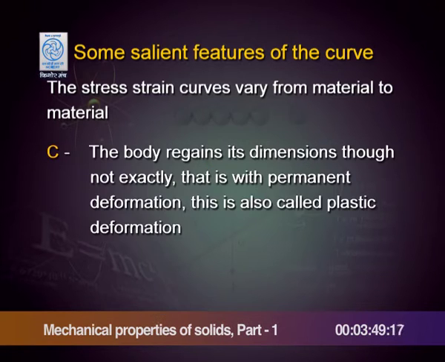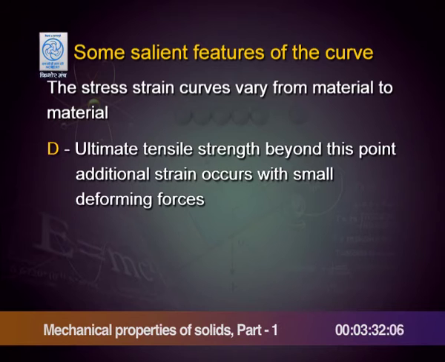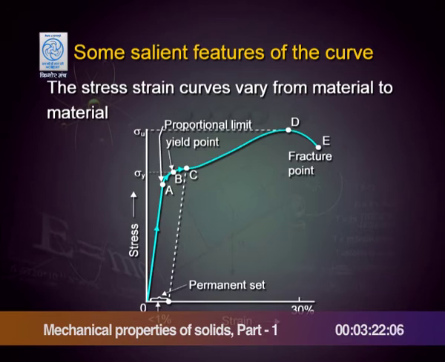At C, the body regains the dimensions, though not exactly, and that is with permanent deformation. This is a deformed condition and we call it plastic deformation. D is the ultimate tensile strength. Beyond this point, additional strain occurs with small deforming forces, and point E is the point of fracture. That means the material is going to snap apart. It will break into two pieces and therefore will not remain as one unit.